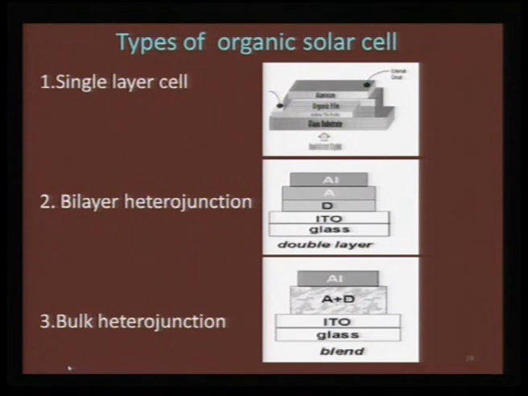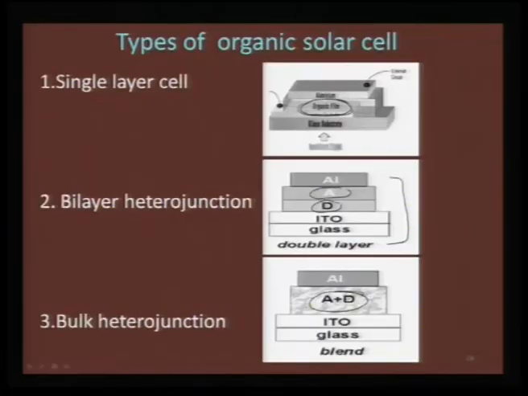One is a single layer solar cell, where you have glass substrate, then indium tin oxide, which is your anode, and aluminum as your cathode, just a single organic film. Or we can go for a donor which will donate electron, and an acceptor which will take electron, and this sort of double layer organic solar cell can be generated. Or we can have a bulk heterojunction, where you have a blend of acceptor and donor mixed together, mainly making a single layer, and thereby you can make bulk heterojunctions.